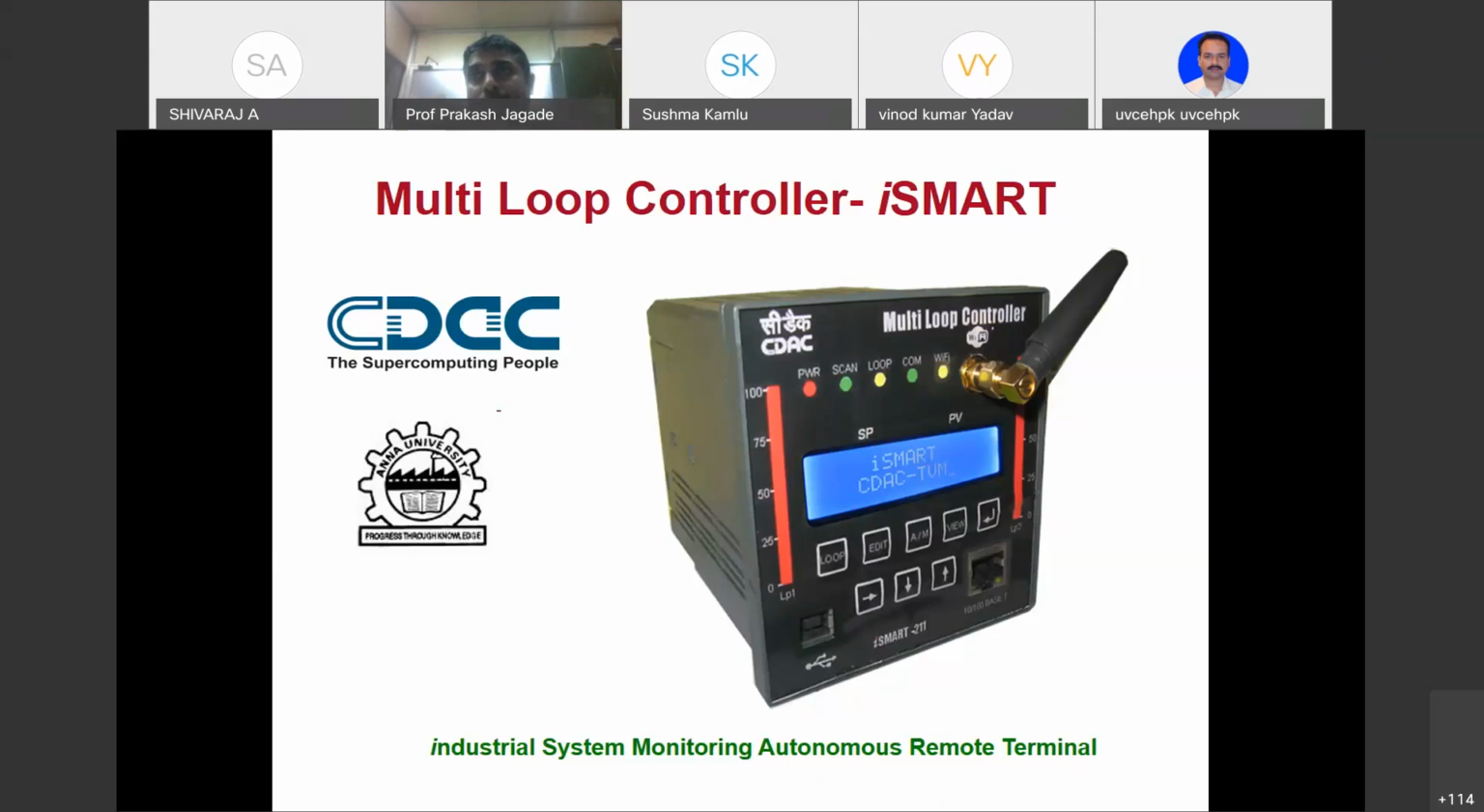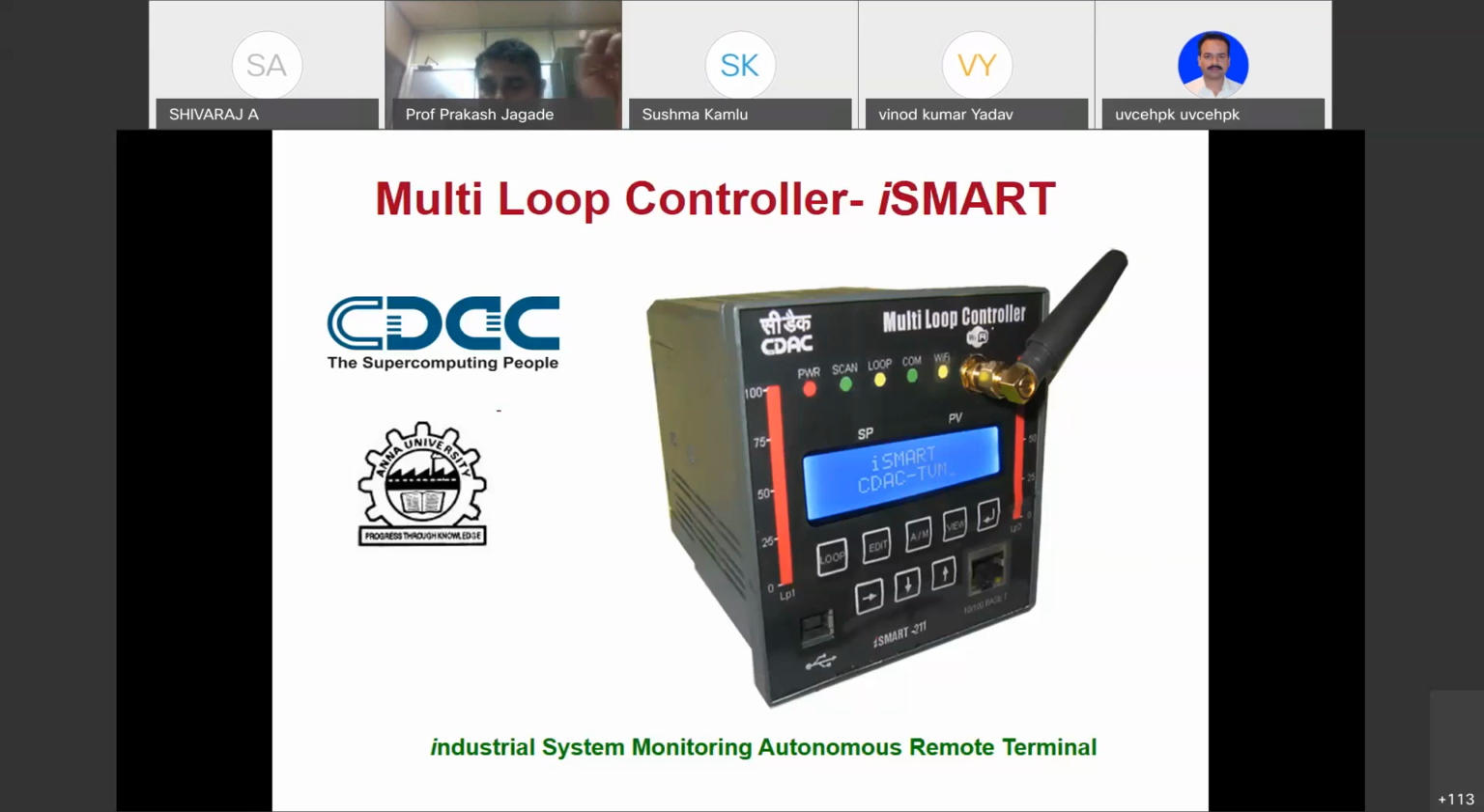The hardware was developed by the Control and Instrumentation Division of the Center for Development of Advanced Computing, and various algorithms, that is, various forms of PID controller, have been ported onto this hardware. I wanted to inform this august gathering that the hardware was developed by CDAC, and the various control schemes have been ported onto it. That is our MIT Department of Instrumentation Engineering's contribution.